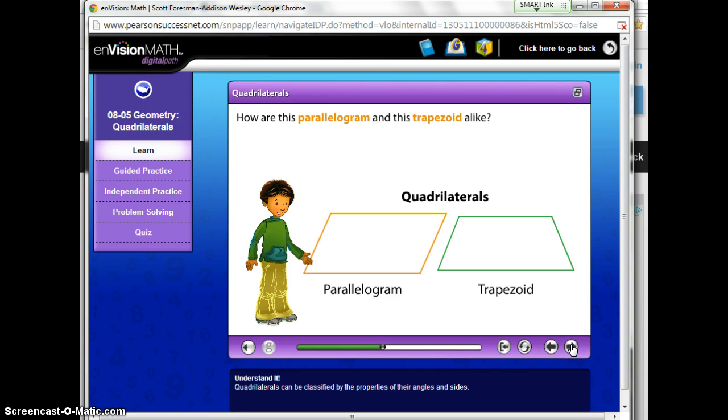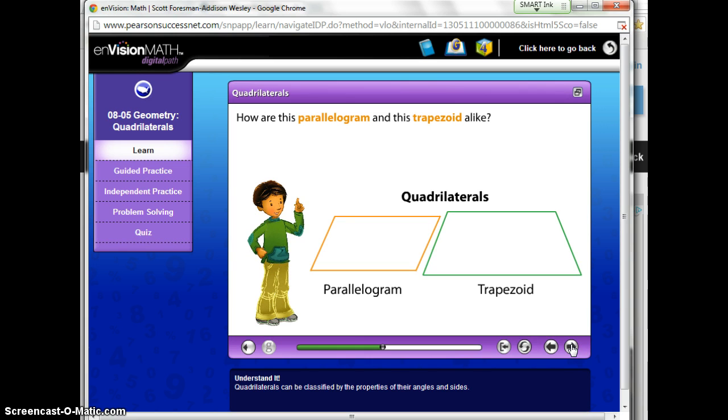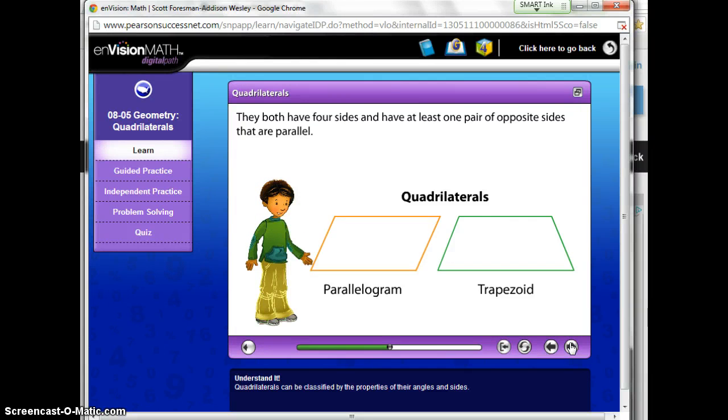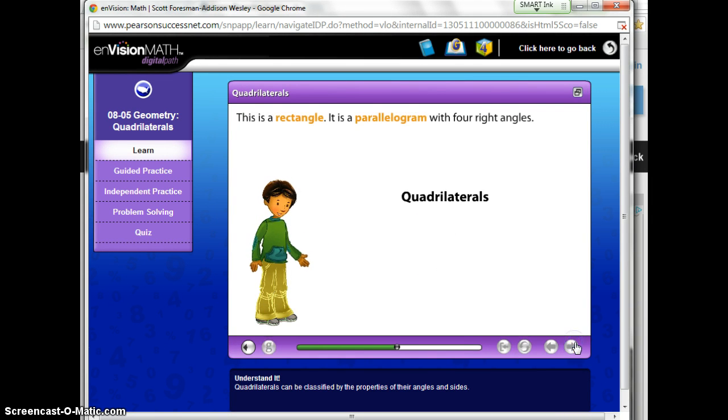Moving on. How are these 2 shapes alike? Alan? They do. So how are they different? Caden? Parallelograms have 2 sets of parallel lines. Trapezoids only have 1. Okay, moving on.